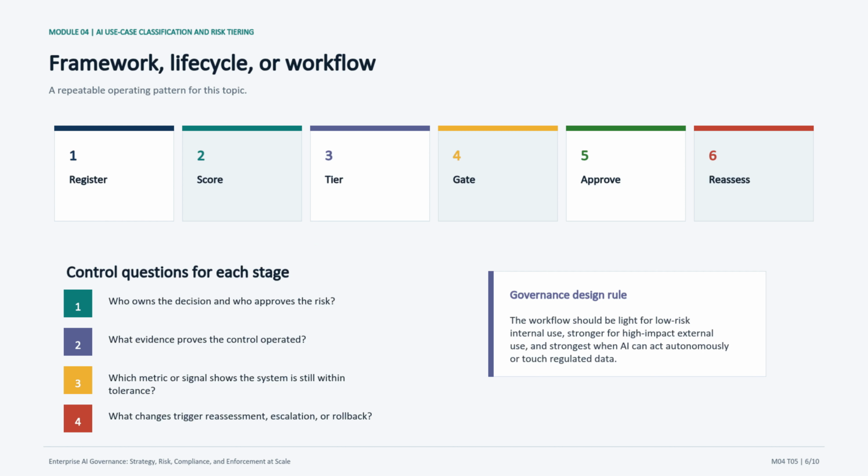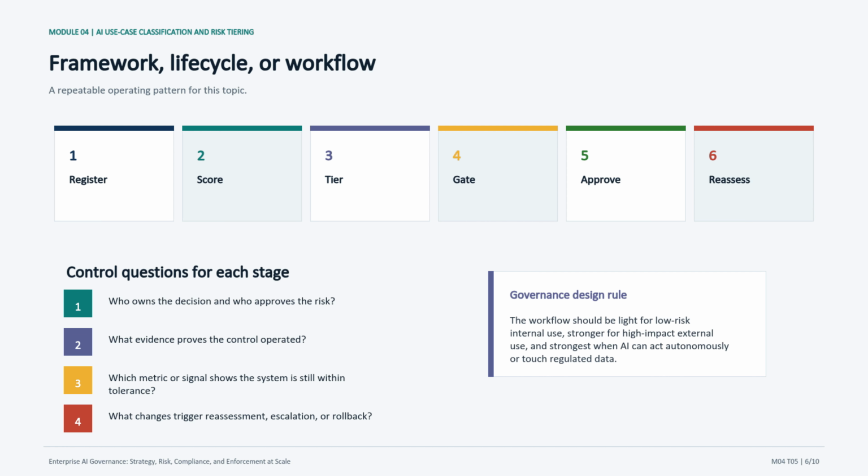I would walk left to right through the life cycle. Register, score, tier, gate, approve, and reassess. The exact labels may change by company, but the governance logic should stay consistent. At each stage, I want the class to ask four questions. Who owns the decision? What evidence proves the control operated? What signal shows the system is still within tolerance? And what change would trigger reassessment?